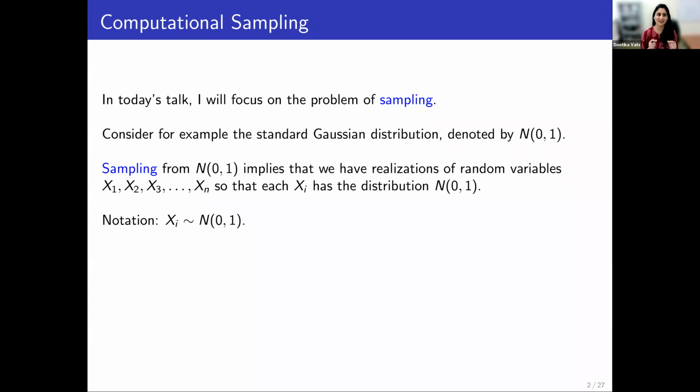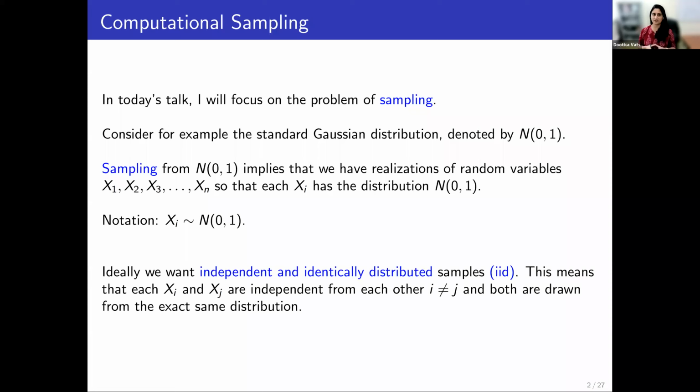Okay, the idea in sampling is that sampling from normal 0, 1 implies that we want realizations of random variables x1, x2, x3 up until some xn, where I've chosen an n, so that each of the individual xi's has the distribution normal 0, 1. Right? And they're exchangeable in the sense that there's no sequencing, there's no ordering to any of them. They're just realizations from this target distribution, a standard Gaussian distribution. Notationally, I say xi sim N(0,1), as in xi follows normal 0, 1, as in the distributional property of any of these random variables is a standard Gaussian.